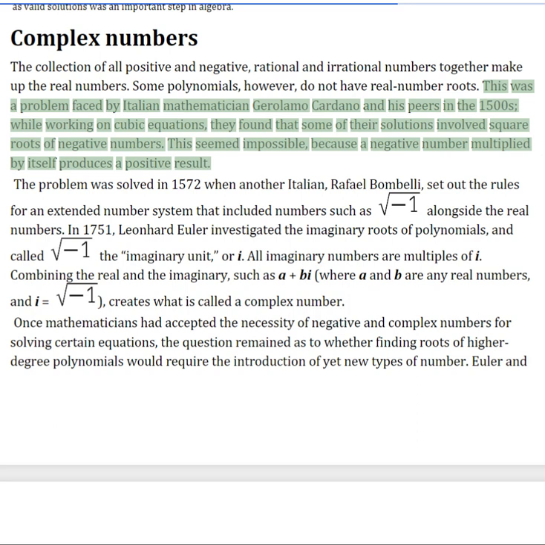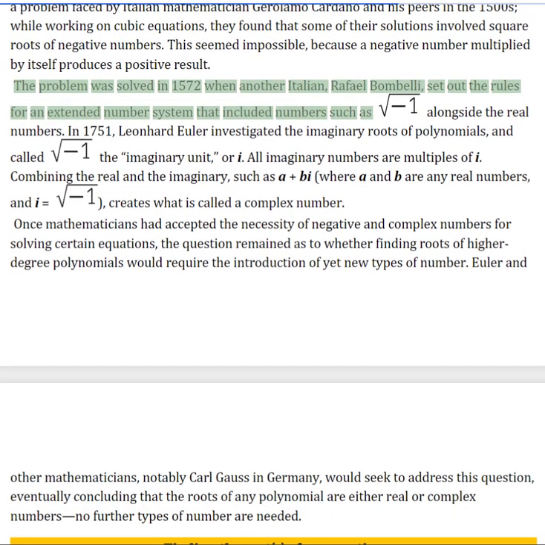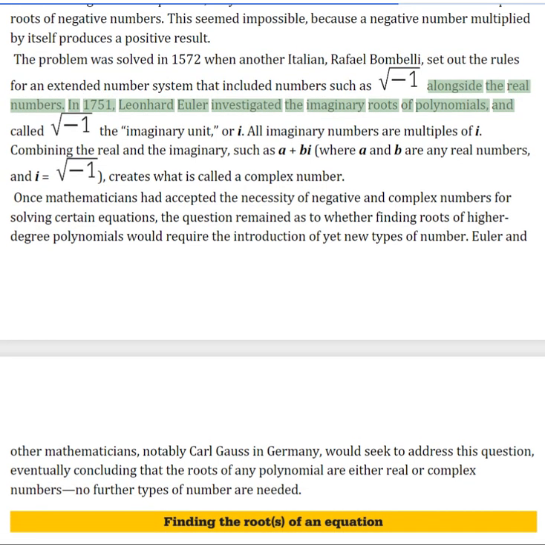While working on cubic equations, they found that some of their solutions involved square roots of negative numbers. This seemed impossible, because a negative number multiplied by itself produces a positive result. The problem was solved in 1572 when another Italian, Raffaele Bombelli, set out the rules for an extended number system that included numbers such as √−1 alongside the real numbers.